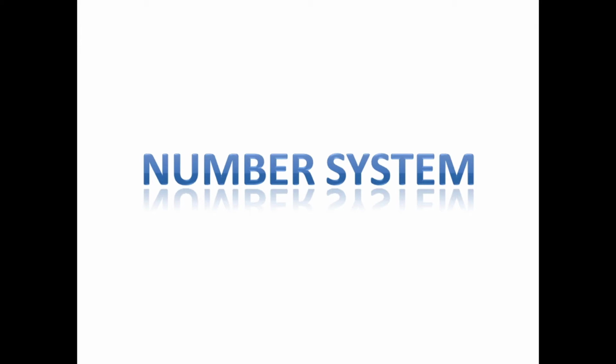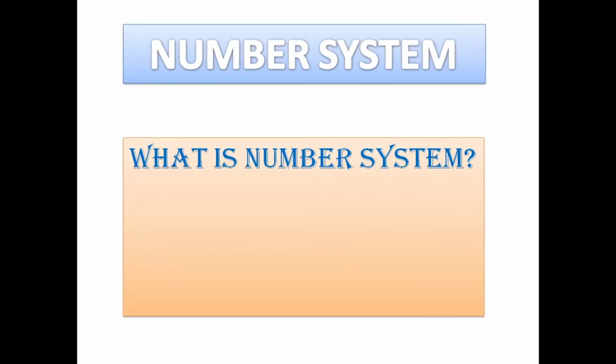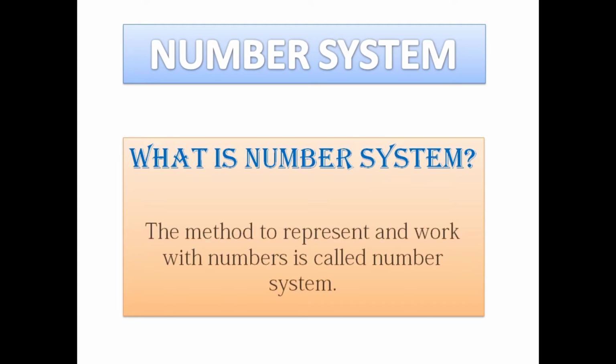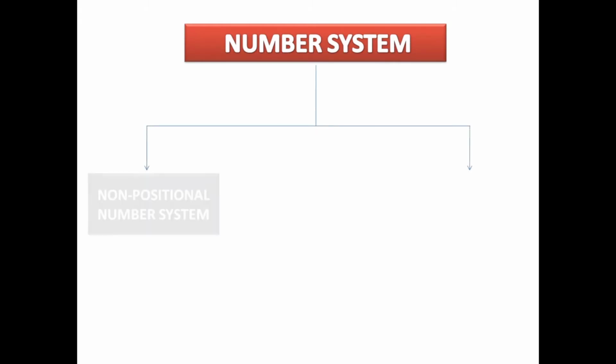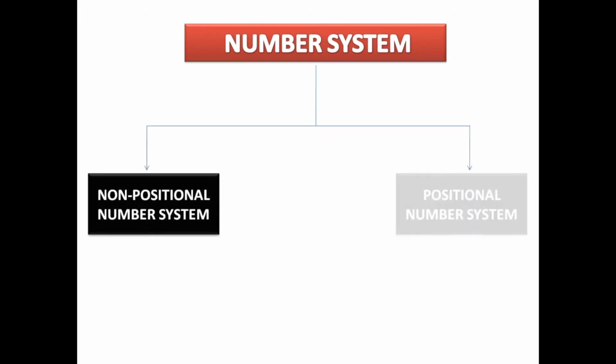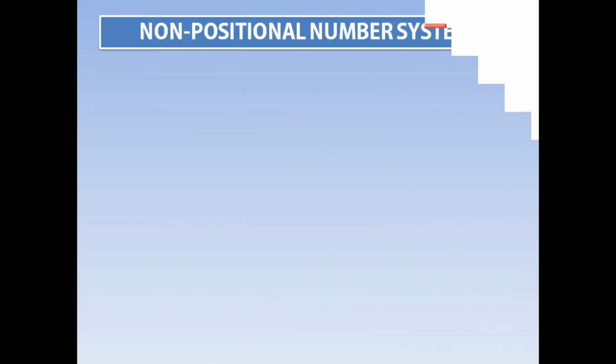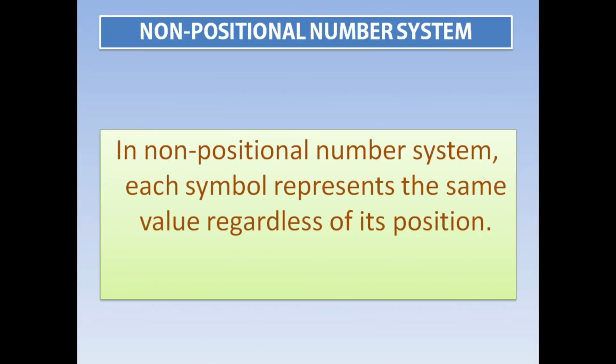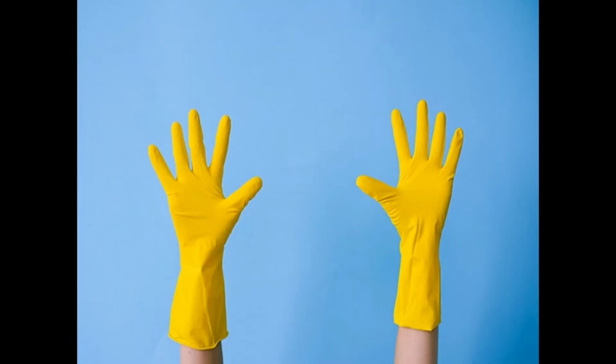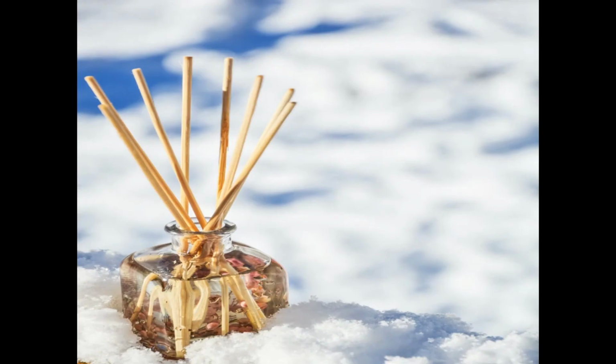Let's get started. First, we will know what is number system. The method to represent and work with numbers is called number system. Number systems are of two types, non-positional number system and positional number system. In non-positional number system, each symbol represents the same value regardless of its position. For example, in early days, people used fingers, stones or sticks for simple calculations like additions and subtractions. But it is very difficult to perform arithmetic with such a number system.